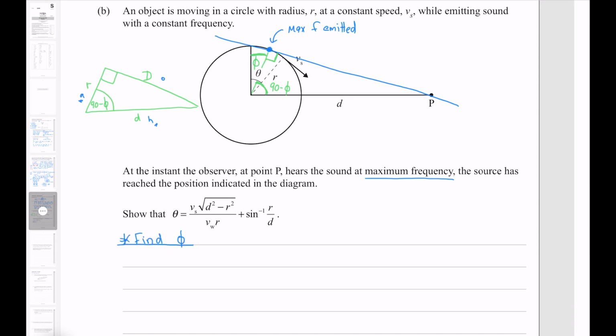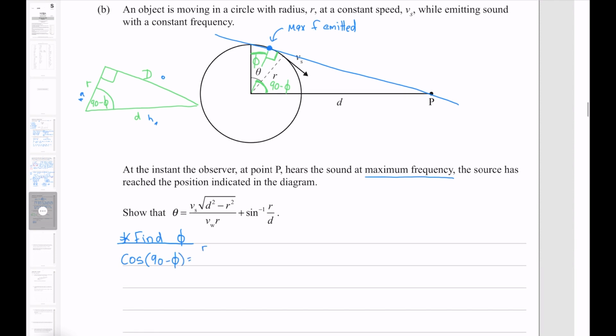And so the equation we're going to use is our CAR, which is that our cosine angle, 90 minus phi, is equal to our adjacent, which is our r, divided by our hypotenuse, which is our d. Now you may be aware that cosine of 90 minus an angle is quite simply just equal to sine of that angle. Taking the inverse sine of both sides, and there we go.